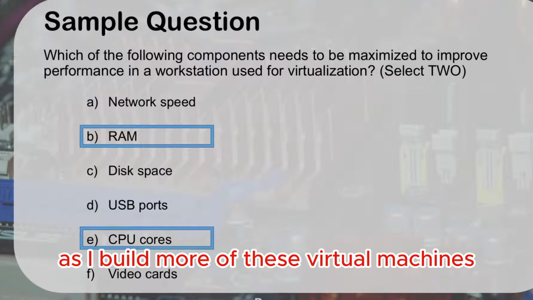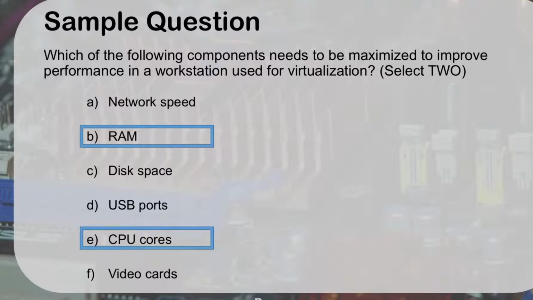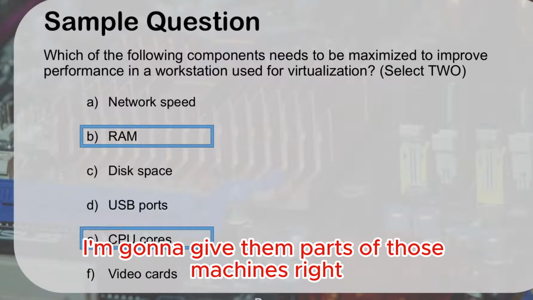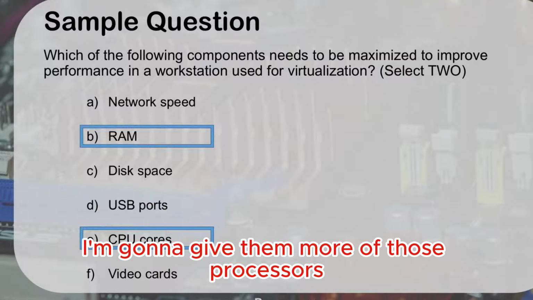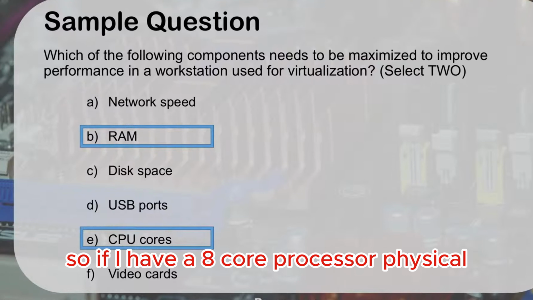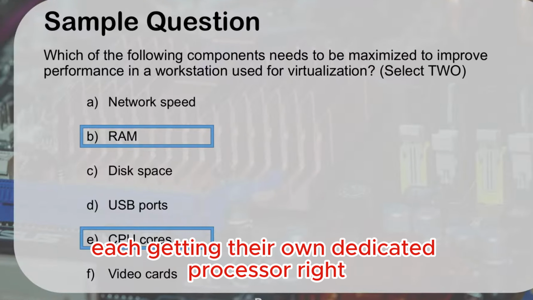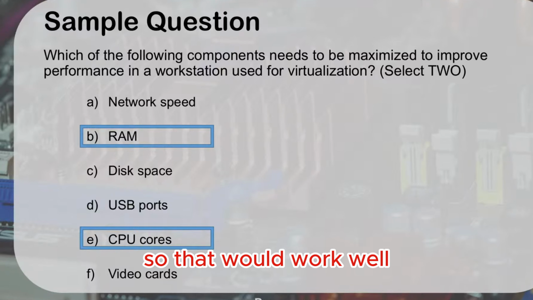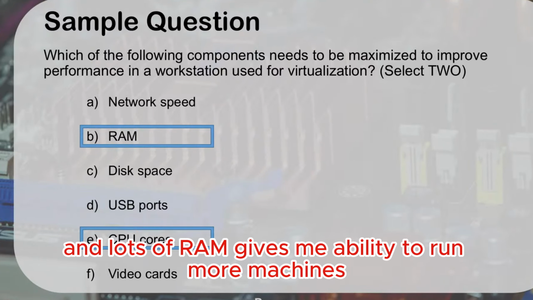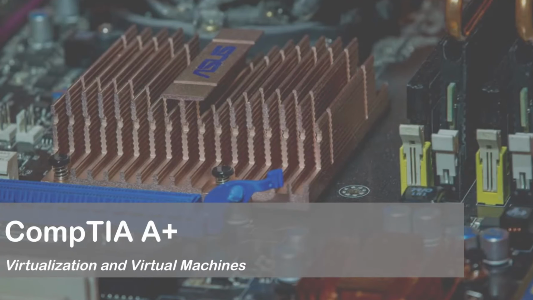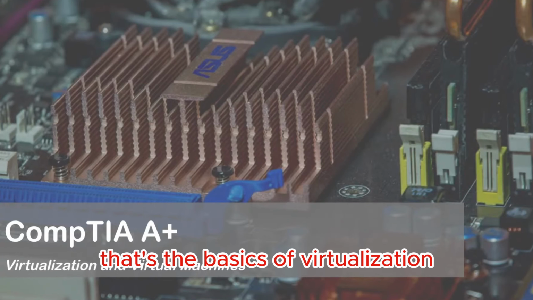The reason why is, as I build more of these virtual machines, I'm going to give them parts of those machines, or I'm going to give them more of those processors. So if I have an 8-core physical processor, I can run 8 virtual machines, each getting their own dedicated processor, right? So that would work well. And lots of RAM gives me the ability to run more machines. That's the basics of virtualization.